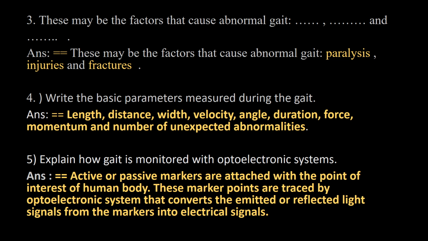Question 5 is, explain how gait is monitored with optoelectronic systems. Answer is, active or passive markers are attached to the points of interest of the human body. These marker points are traced by an optoelectronic system that converts the emitted or reflected light signals from the markers into an electrical signal.